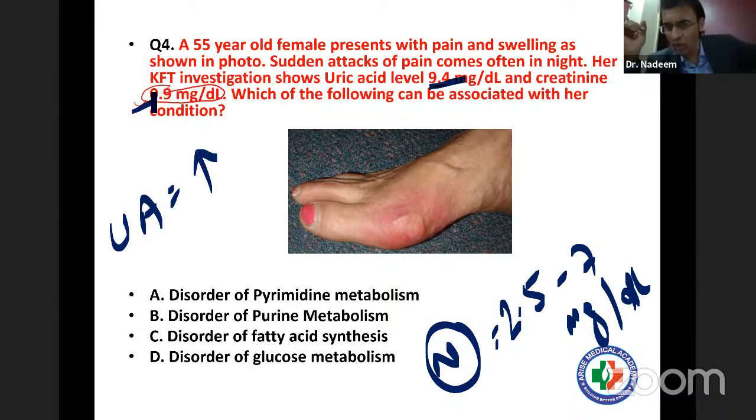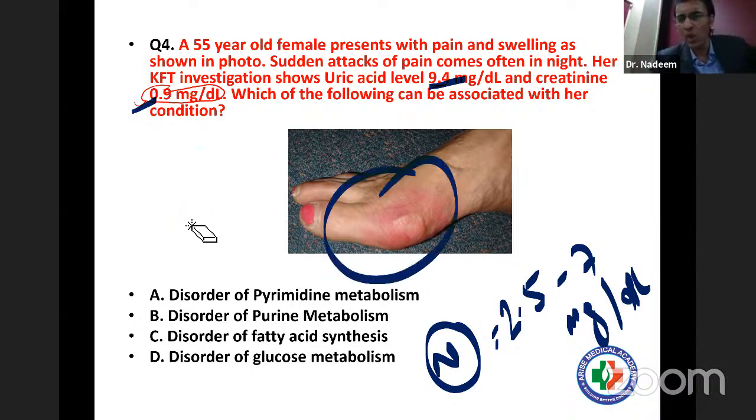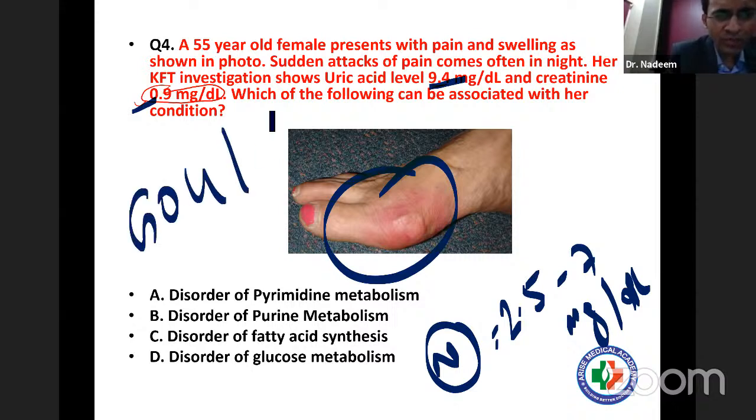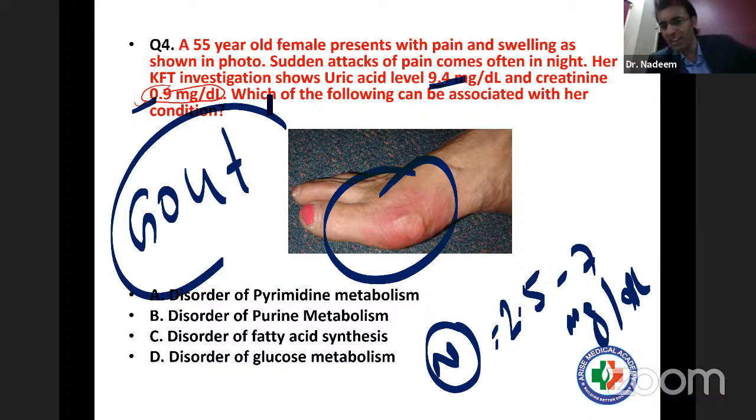And as we all know, whenever there is increased level of uric acid due to hyperuricemia, one type of arthritis can happen in which there will be deposition of uric acid crystals in some joints, especially the great toe. And after that, the patient will have redness, swelling, and pain in the joint. This is called gout. In Hindi, gout is called gathia. So I hope you remember this gout.